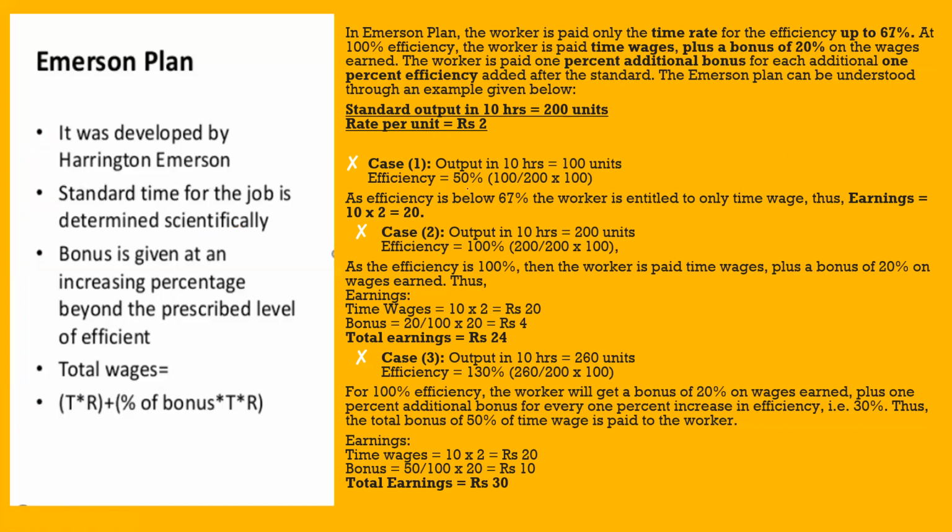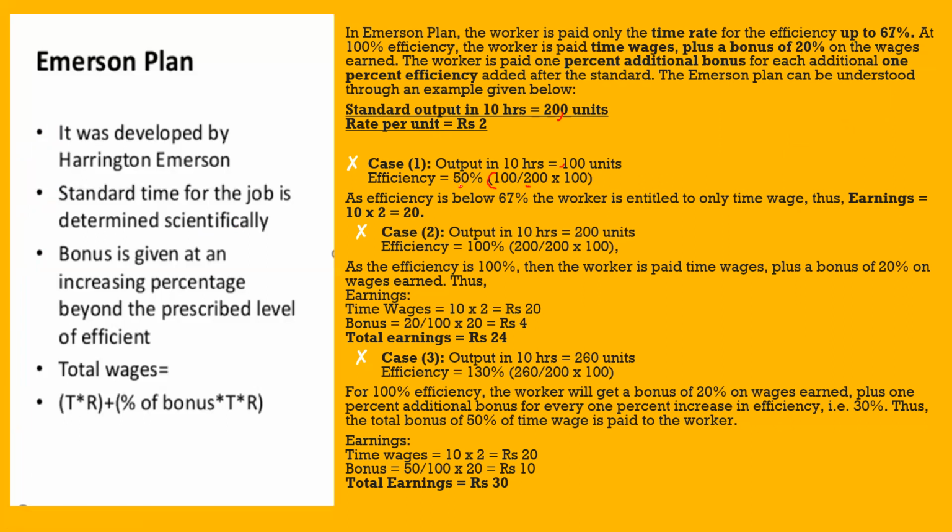100 units means that it is lesser than the efficiency level. See how the efficiency level is calculated. Here it is showing 50%, right? How has it come? 100 is the units he has produced, divided by 200, which is the number of units he should have produced. That is the standard units. Actual output divided by standard units into 100 is equal to 50. That is, 50% is his efficiency.